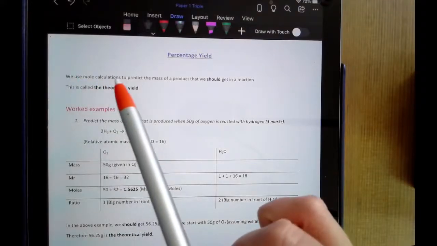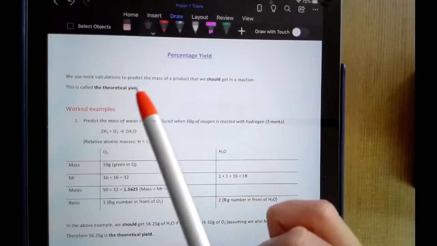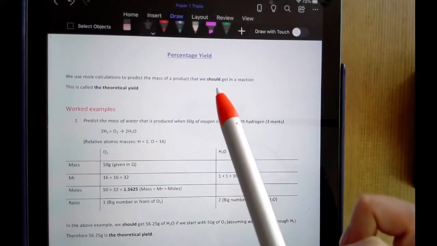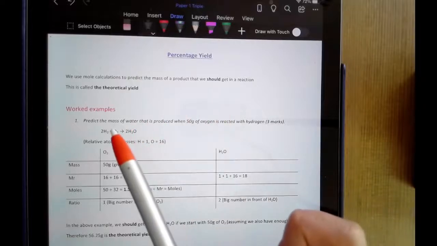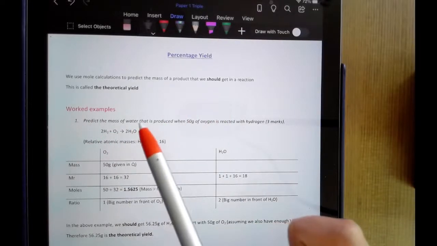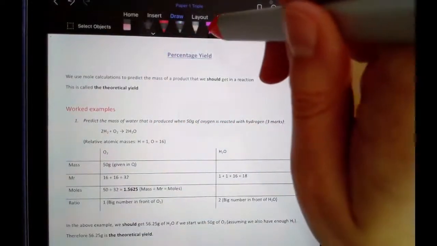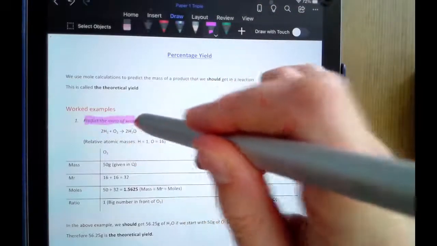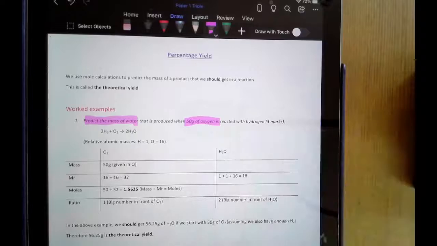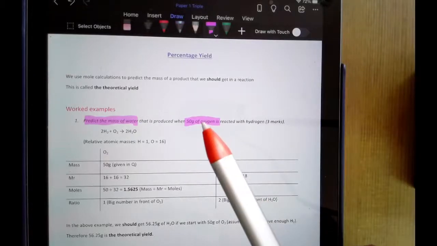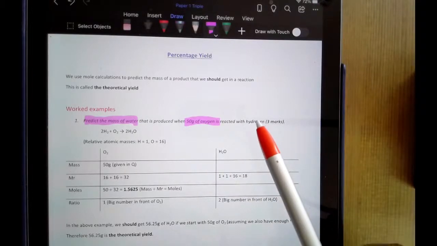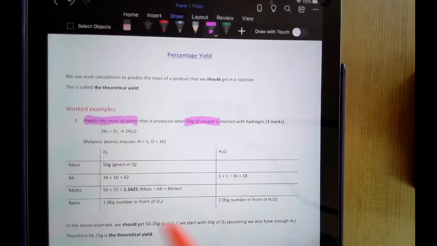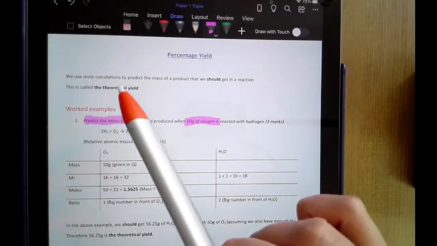If we look at the sentence I've written at the top, we use mole calculations to predict the mass of a product that we should get in a reaction. So if we look straight away at the worked example: predict the mass of water that is produced when 50 grams of oxygen is reacted with hydrogen. If you start off with 50 grams of oxygen and you react it with hydrogen, how much water should you produce? And when we work out the answer, that's going to be our theoretical yield.